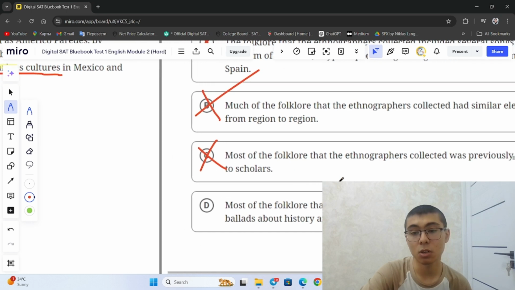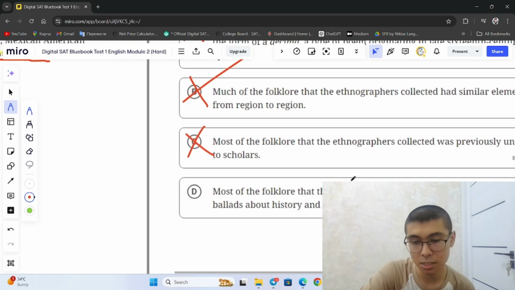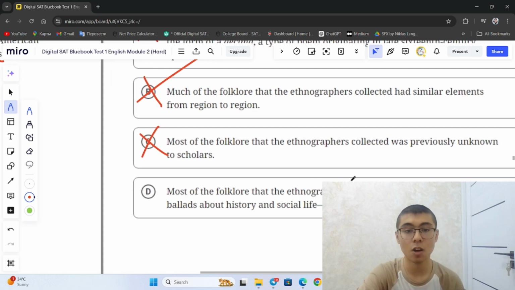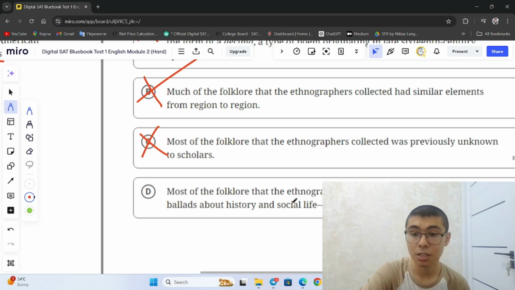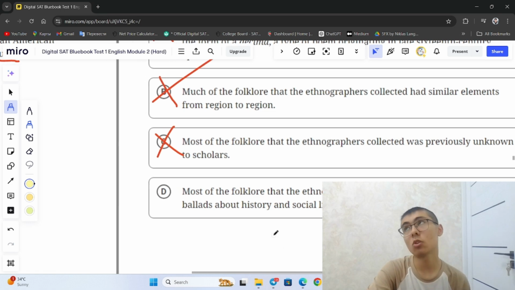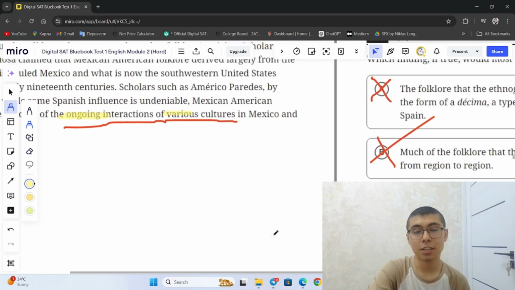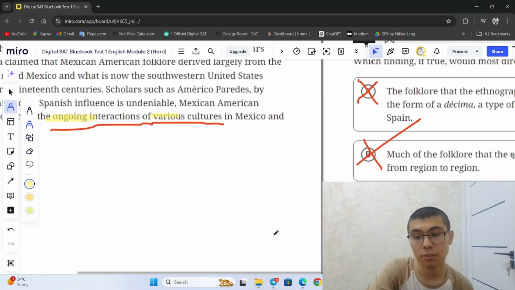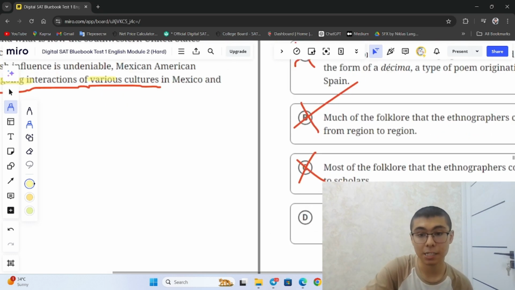D: most of the folklore that the ethnographers collected consisted of corridos, ballads about history and social life of clearly recent origin. Yes, here we have a clearly recent origin, right? So clearly recent origin is representing the ongoing interaction of various cultures. So D is correct. This is the reason.